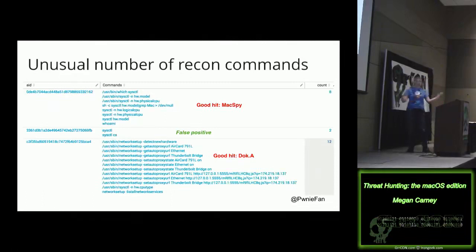So here's our results. This is doc A, and doc A is looking for the proxy on the machine so it can configure the proxy to get out. And that top hit is MacSpy, which is basically doing a bunch of hardware reconnaissance to figure out what kind of machine it's on.